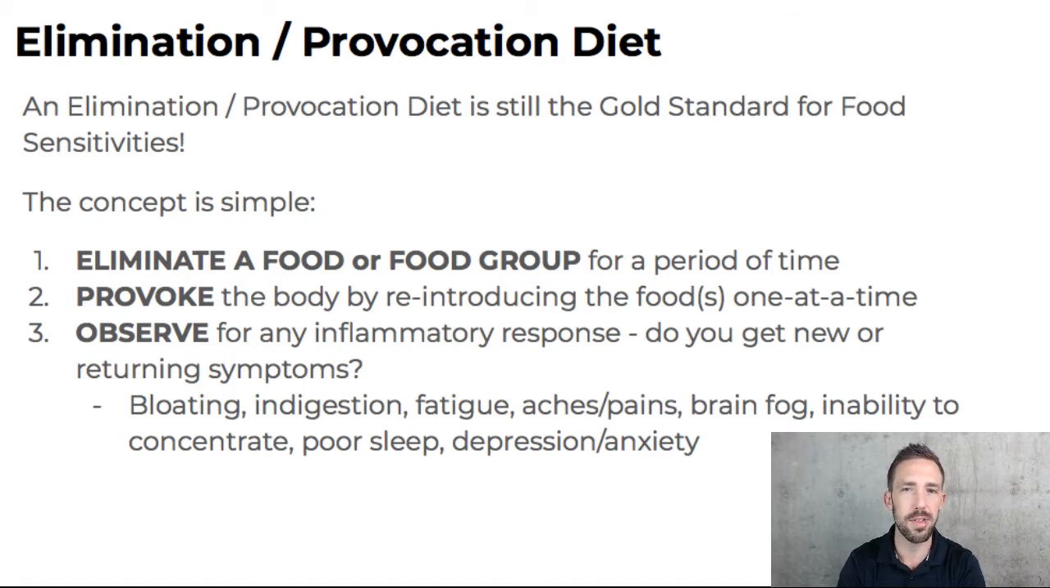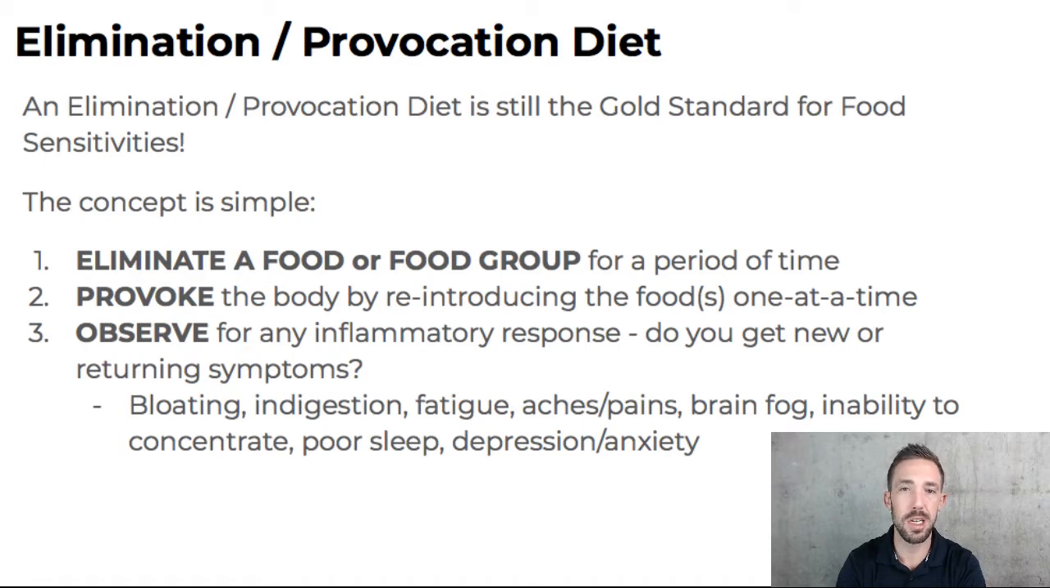And the concept of this is pretty simple. Eliminate a food or a food group for a period of time, and then provoke the body by reintroducing the foods one at a time so that you can see if you get any symptomatic response. So that's step 3, you observe for any inflammatory response. Do you get a new symptom? Do you get a returning symptom?